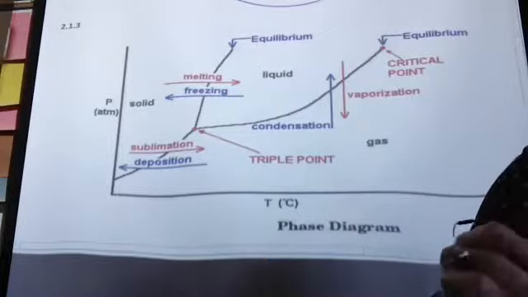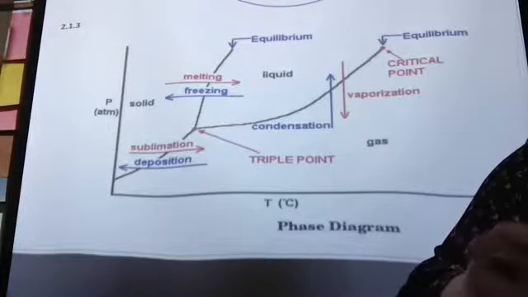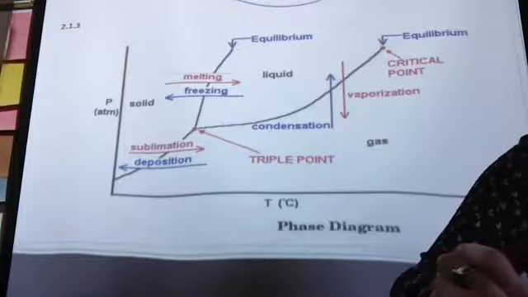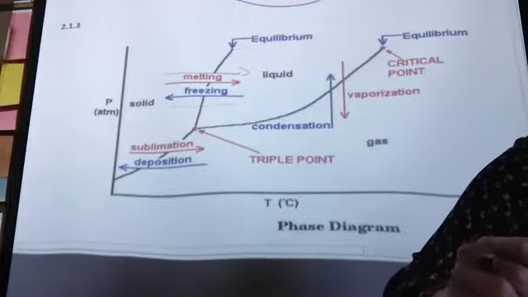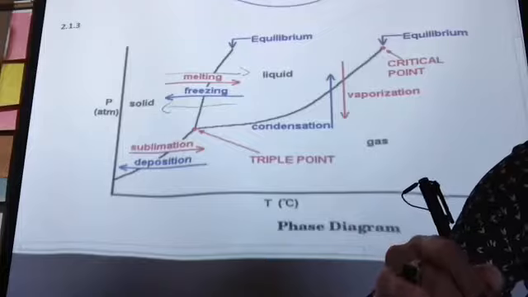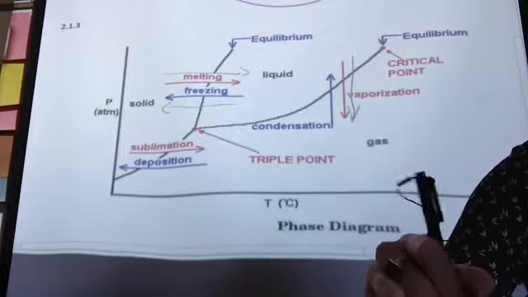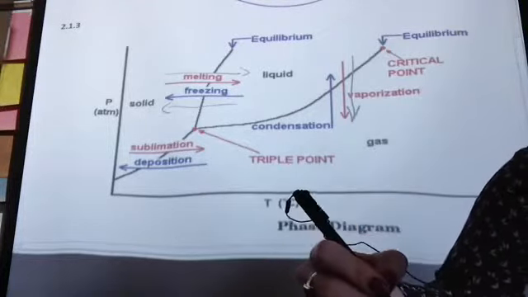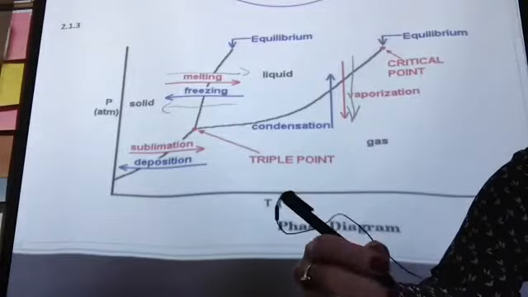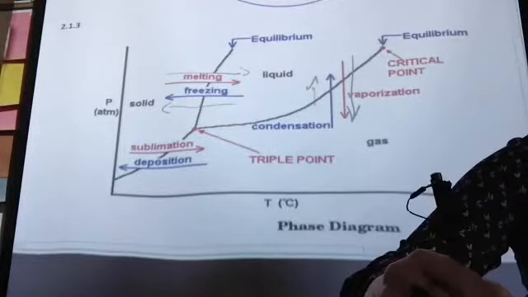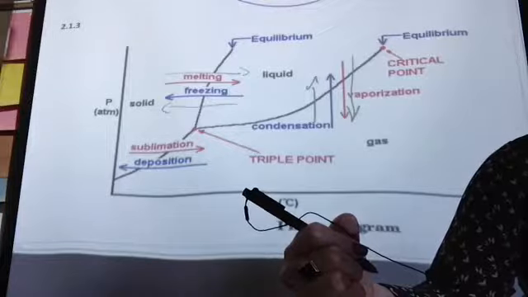So if you're going from solid to liquid, you're melting. If you're going from liquid to solid, you're freezing. If you're going from liquid to gas, you're vaporizing or evaporating. If you're going from a gas to a liquid, you're condensing.